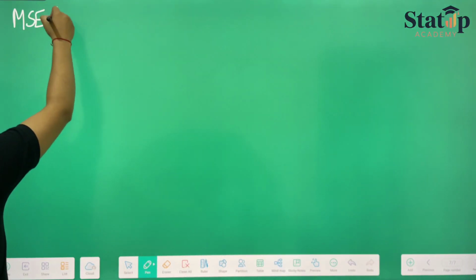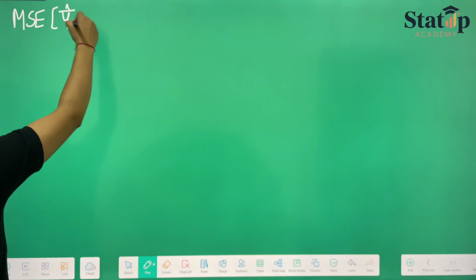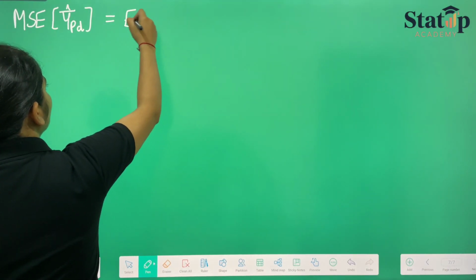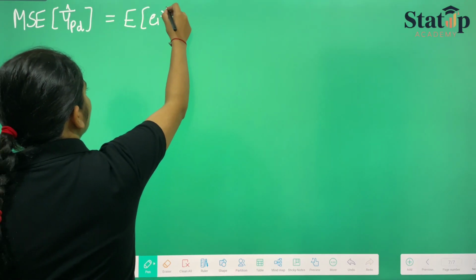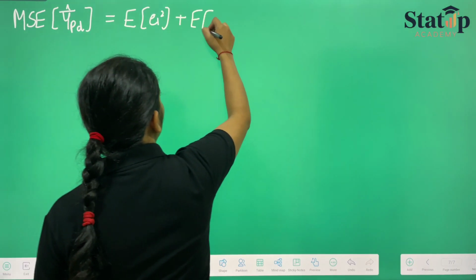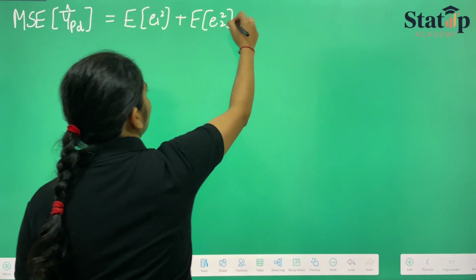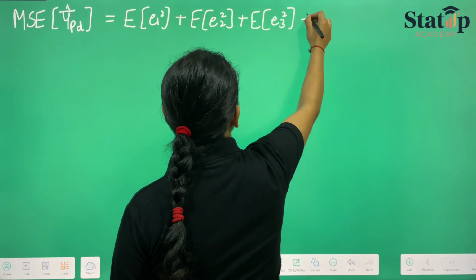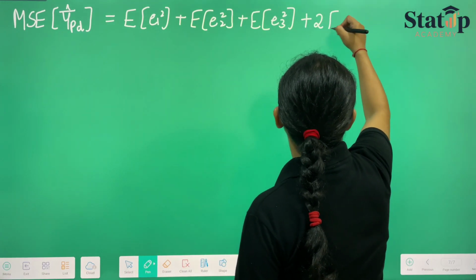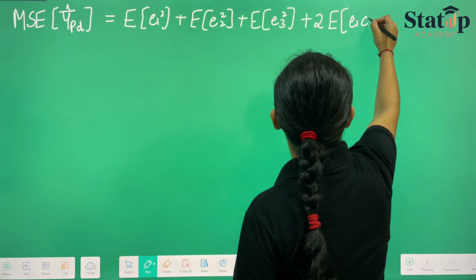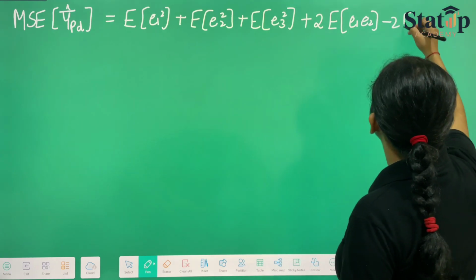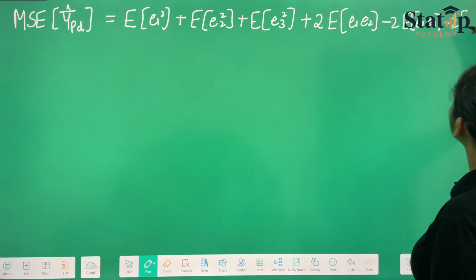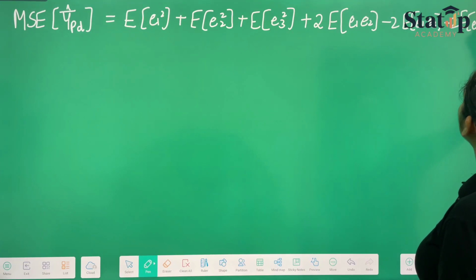MSE of mean of product estimator in double sampling, which is nothing but estimation of E1 square plus estimation of E2 square plus estimation of E3 square plus 2 times of estimation of E1 E2 minus 2 times of estimation of E1 E3 minus 2 times of estimation of E1 E2 E3.